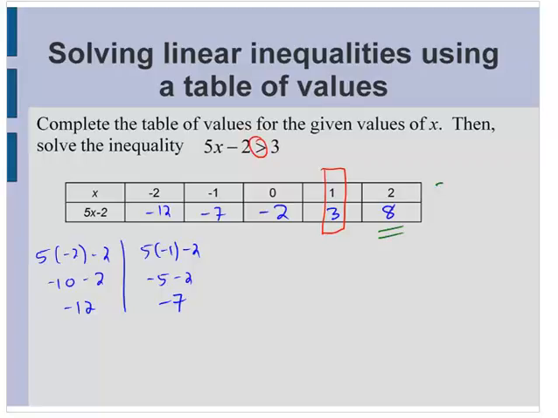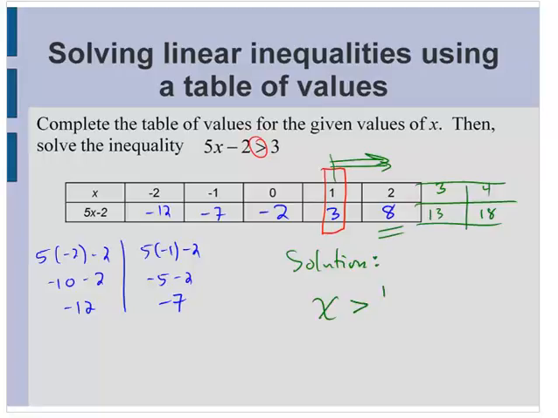In fact, if we were to add another part to the table, if x was 3, this would be 13 and this would be 18. And these are also greater. So the solutions are to the right of 1. And so what we would write is the solution is x is greater than 1.